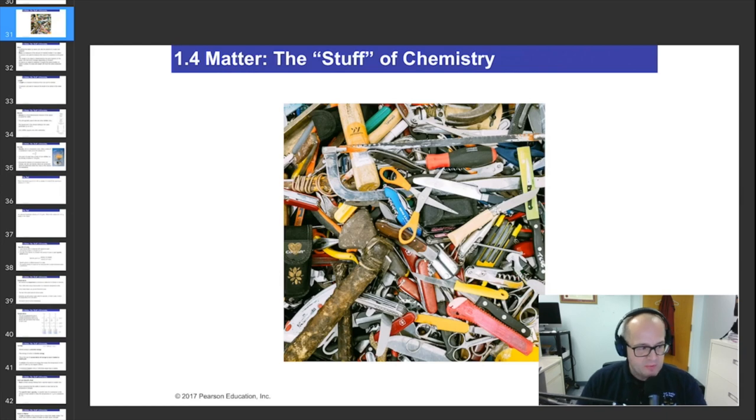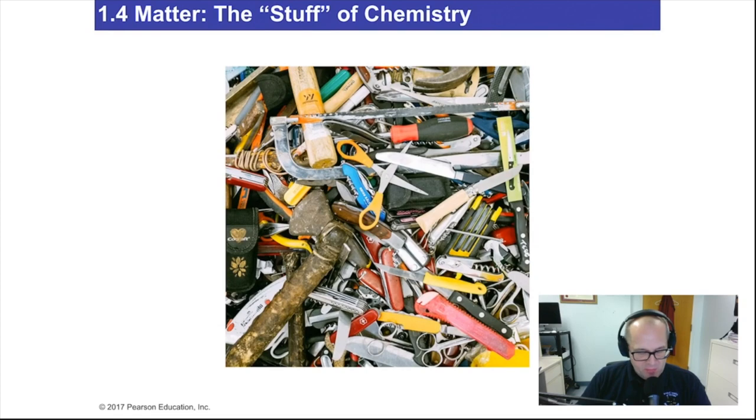We are now on chapter 1.4, and let's get started. 1.4, matter, the stuff of chemistry. Remember we talked before, we said matter was just basically stuff, right? We just said it was the stuff. Now we're going to be more specific.